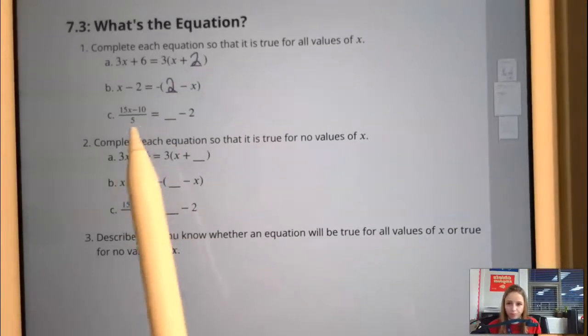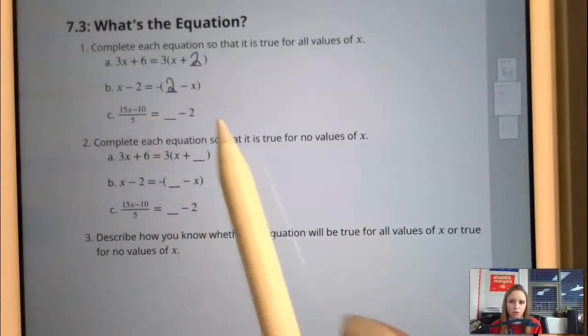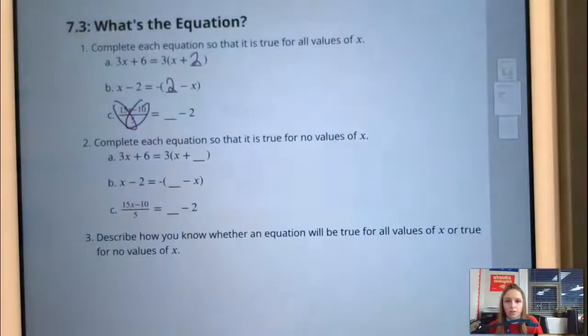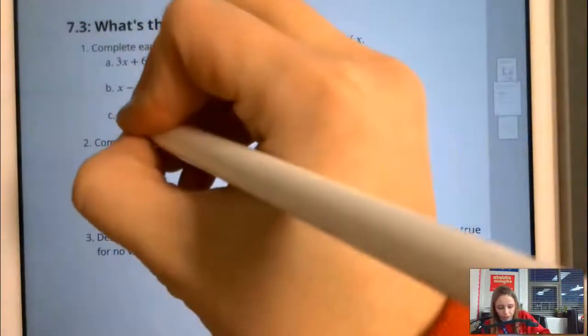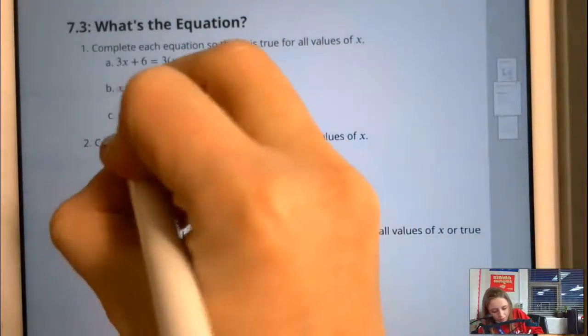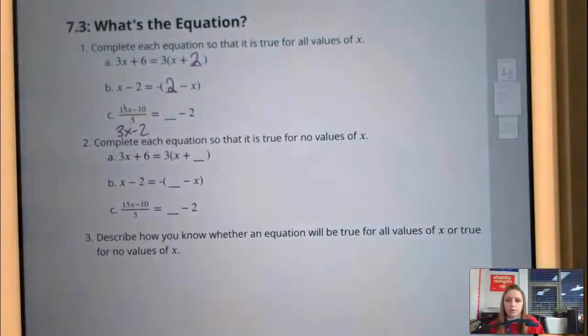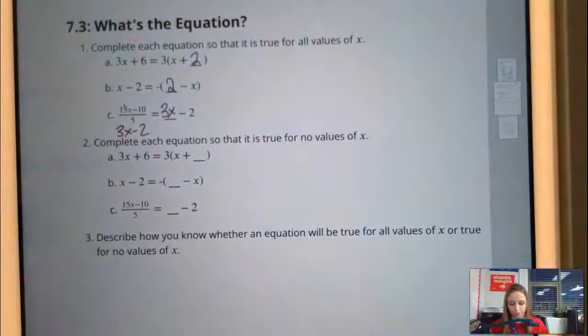Alright, now this one. Let's simplify the left to kind of help us out here because it's no longer a fraction. So we're going to divide both numbers by 5 there. So 15x divided by 5 gives me a 3x, and then negative 10 divided by 5 gives me a negative 2. So I need to make the right side look just like this. Well, I have that minus 2, so I just need a 3x now. Alright, now if you need to go back over any of those, feel free to rewind the video.